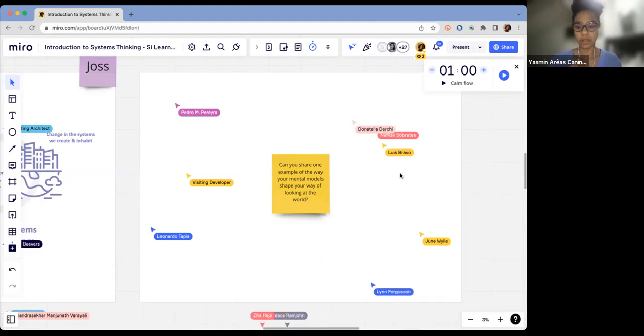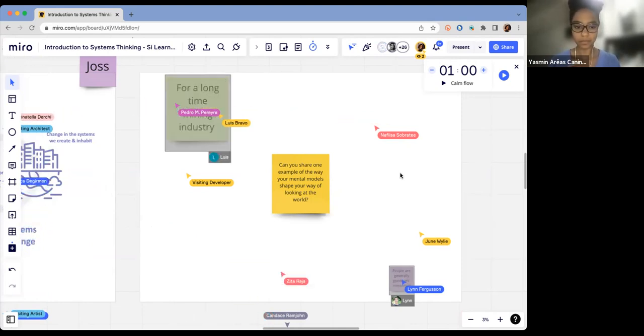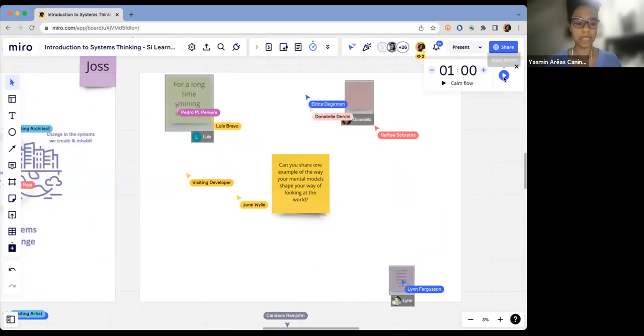I would like to give you a moment to think about examples, and to identify how the way that you are shapes the way that you look at a specific thing, maybe something that happened to you recently or something you can think about now. So a specific context that you would like to share with us. I'll put here one minute and then we can discuss.